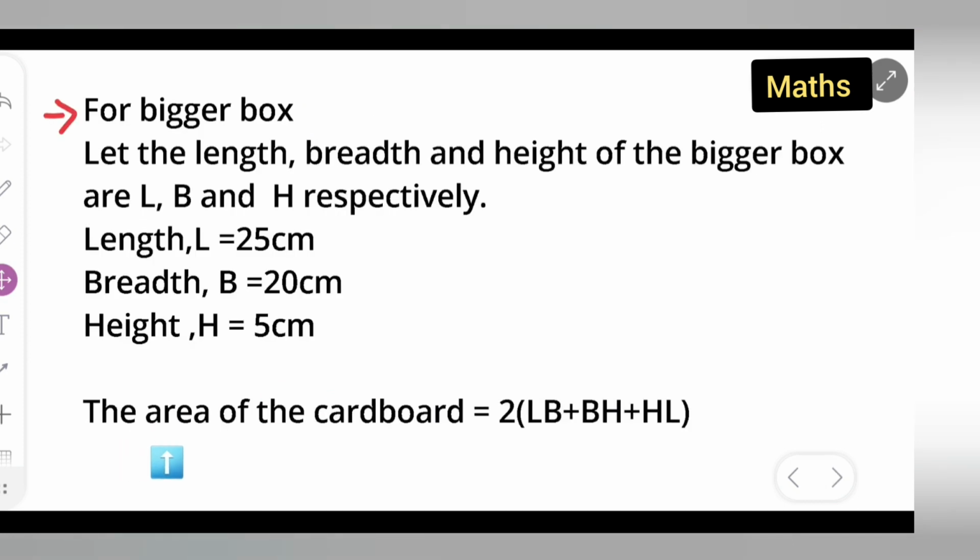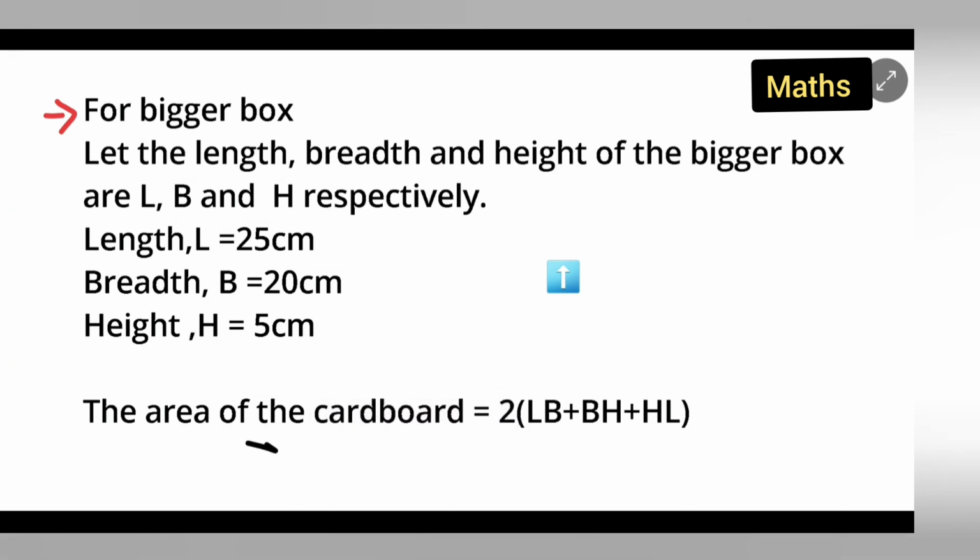What is the formula? We need to find the area of the cardboard. To find the area of the cardboard, you will use this formula: twice length into breadth plus breadth into height plus height into length. Now what is your length? Let us find out.